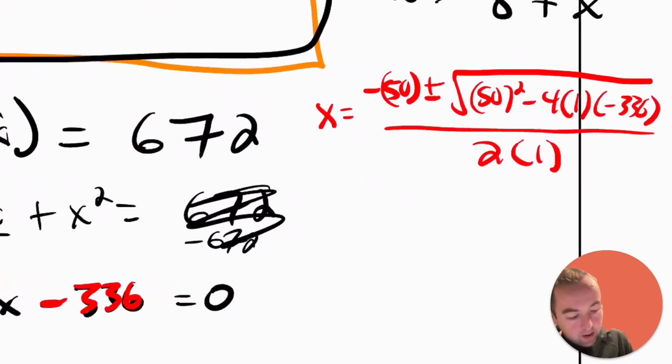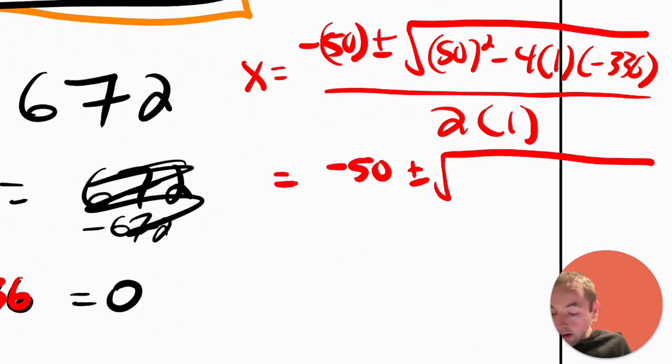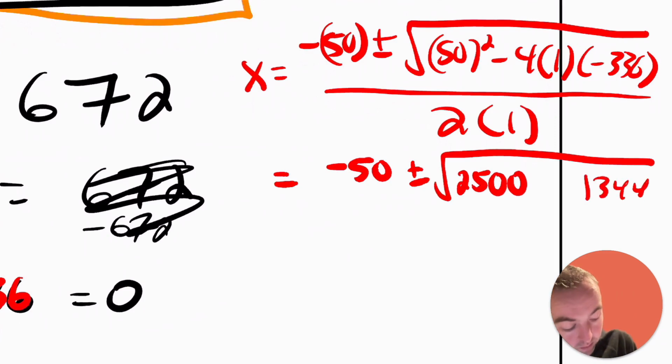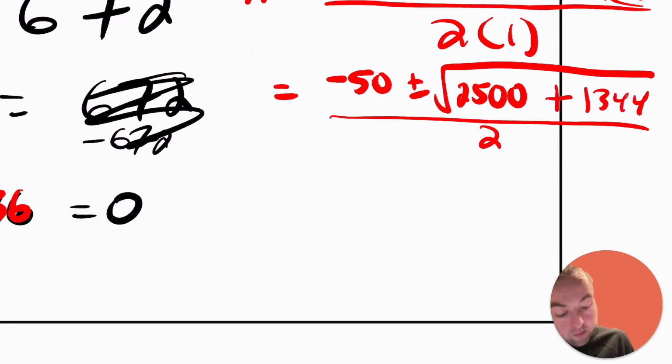Okay. All right, so that plugs it all in, and then we just got to simplify this to find the solutions for x. So we're going to end up with negative 50 plus or minus the square root. If you take 50 squared, you're going to get 2,500. And then if you do 4 times 1 times 336, you end up getting 1344. And you'll end up plussing that because you were taking a negative times a positive times a negative. And that's going to be all over 2 times 1, so over 2.